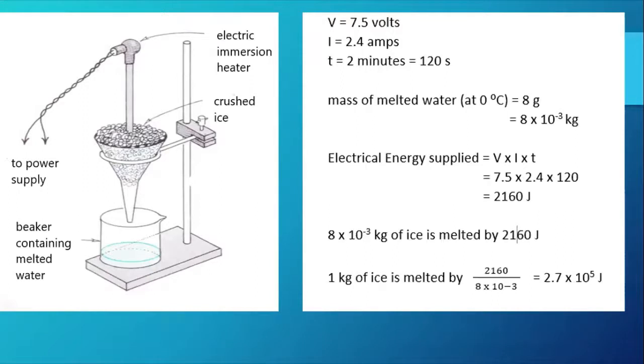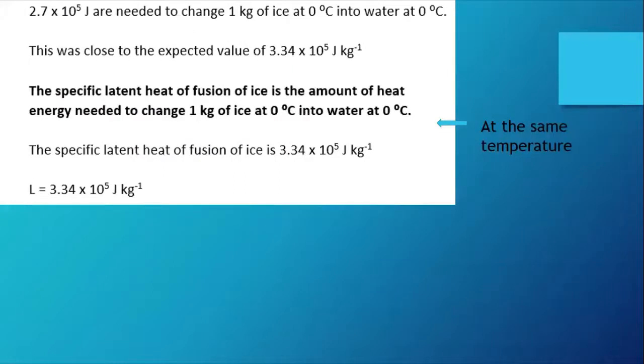So I'm saying that 8 times 10 to the minus 3 kilograms of ice is melted by 2,160 joules. So 1 kilogram of ice is melted by 2,160 over 8 times 10 to the minus 3, which is about 2.7 times 10 to the 5 joules to melt 1 kilogram of ice. I've said that this was close to the expected value of 3.34 times 10 to the 5 joules per kilogram.